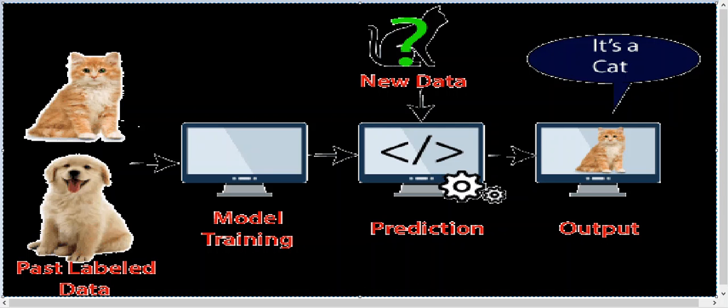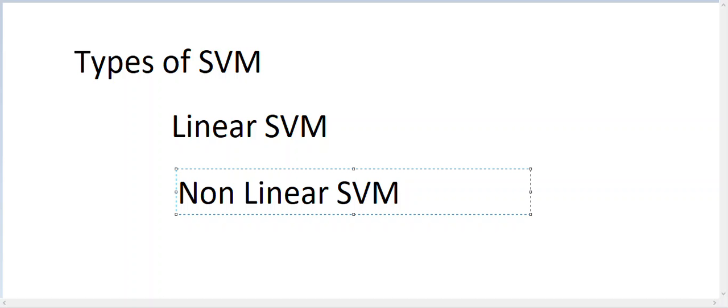SVM algorithm can be used for face detection, image classification, text categorization. Now we will see types of SVM. SVM can be two types. One is linear SVM, another is non-linear SVM.